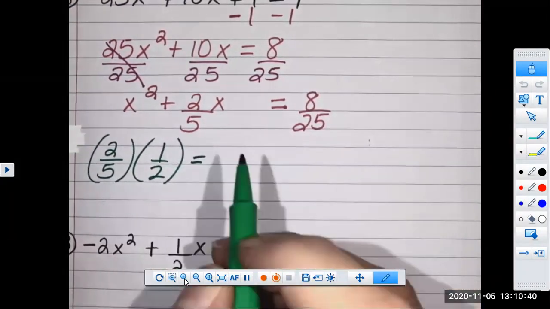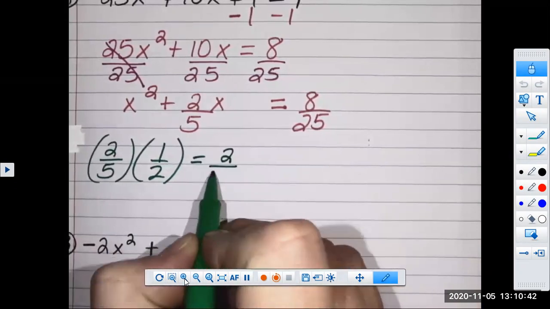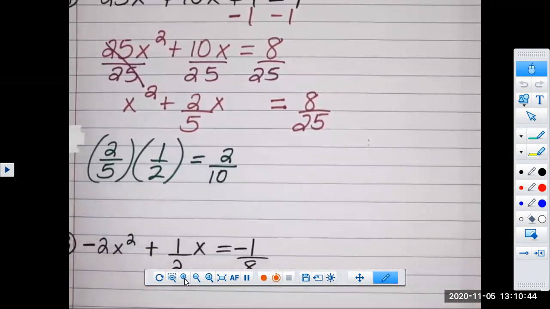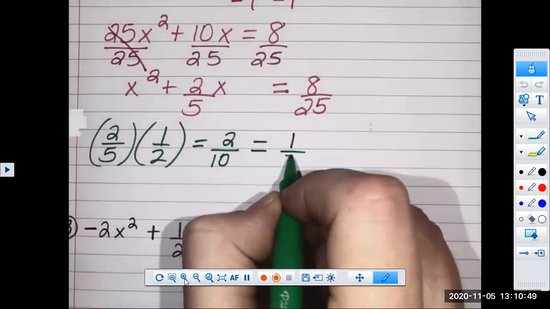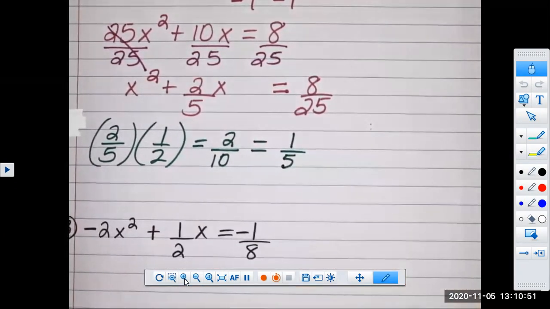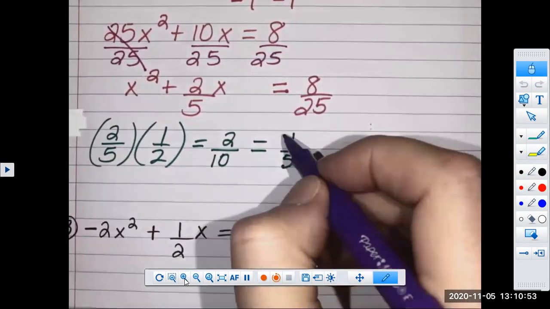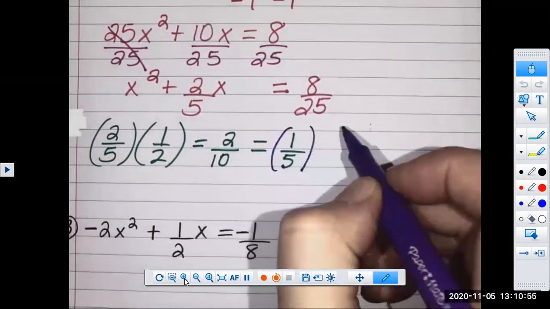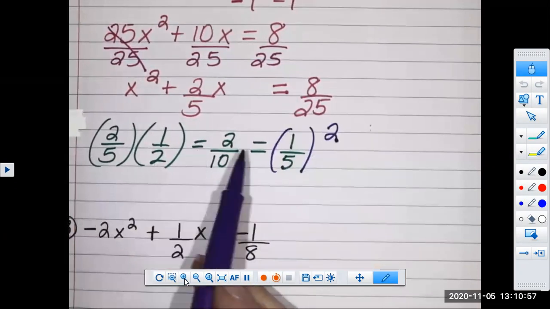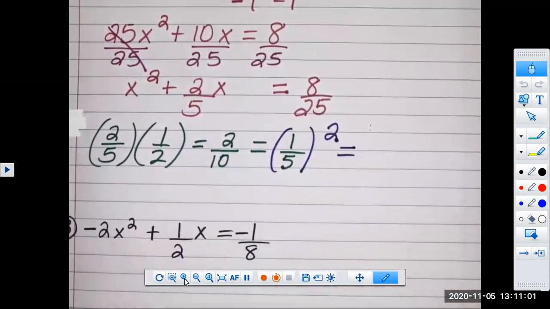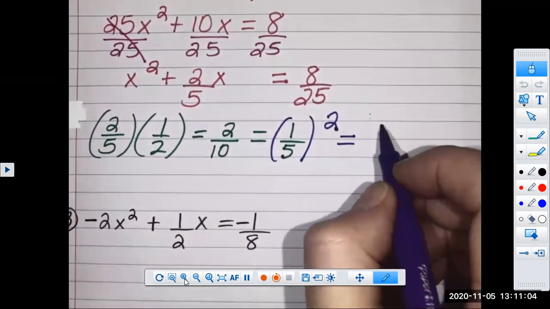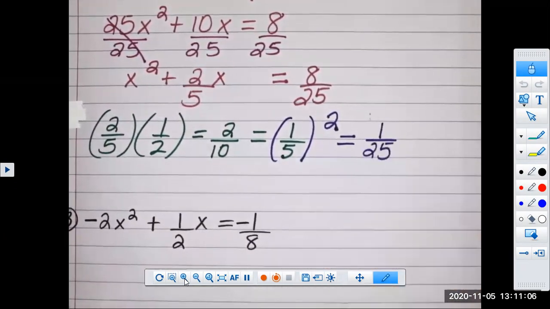So that's going to give you, when you multiply straight across, 2/10, which reduces to what? 1/5. One final thing to do with that number is to square it. We took half of it, now we have to square it. Good. When you square a fraction, just simply square the top number, square the bottom.